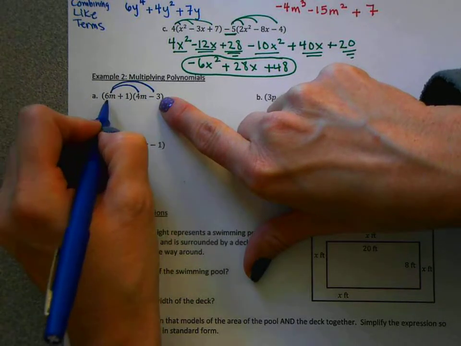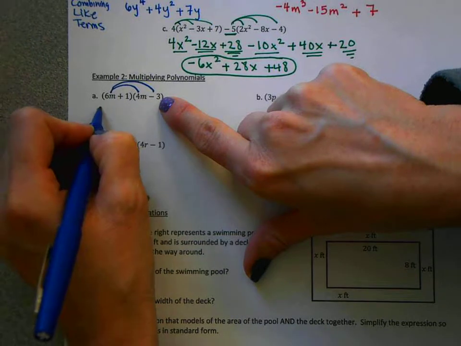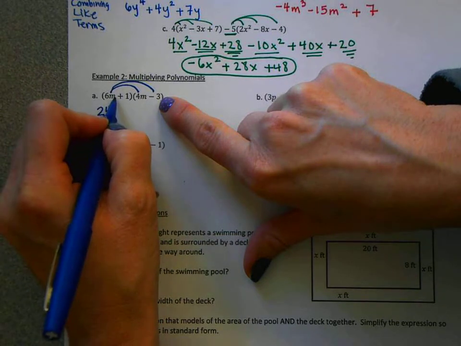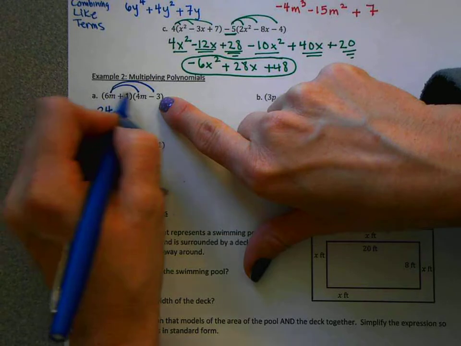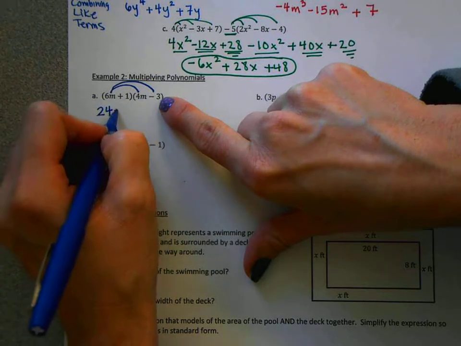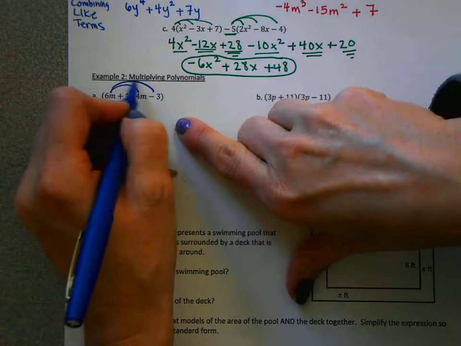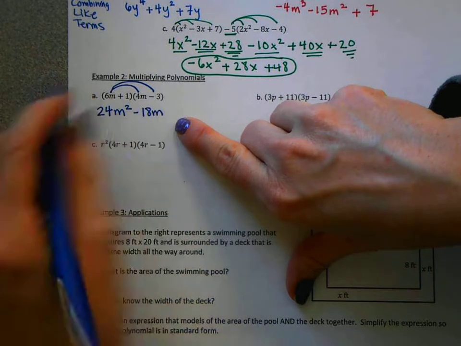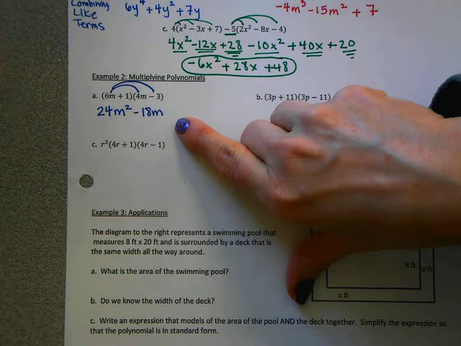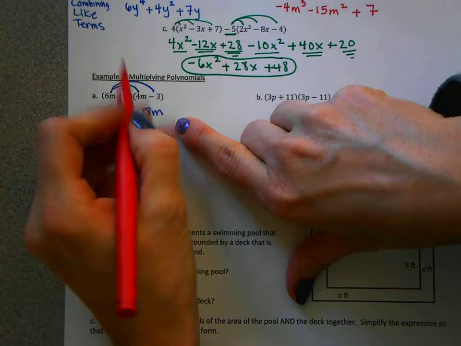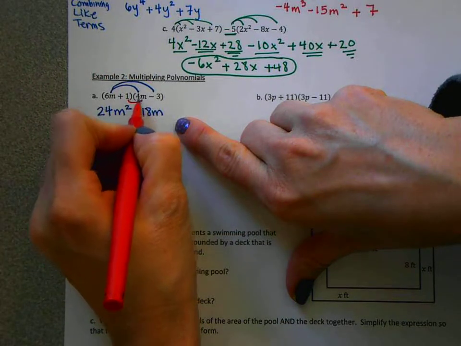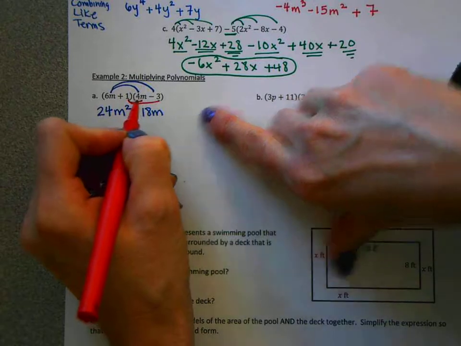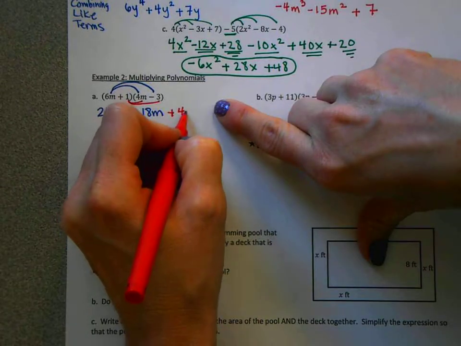So the numbers on the front, 6 and 4, are going to multiply to 24. M times m, you add the exponents, 1 and 1, is m squared. Next we've got 6m times negative 3. That's a negative 18m. Then you're going to repeat this with 1. So now you're going to distribute a 1 times 4m and a 1 times negative 3. So that just becomes 4m minus 3.